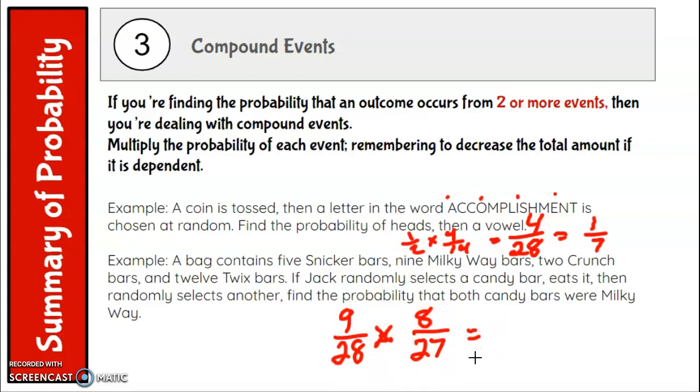9 times 8 is 72. And 28 times 27 is 756. And that'll reduce, but I'll leave that up to you to do.